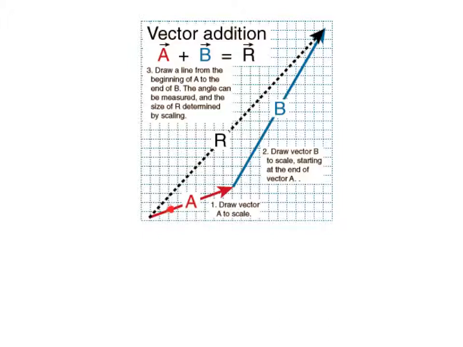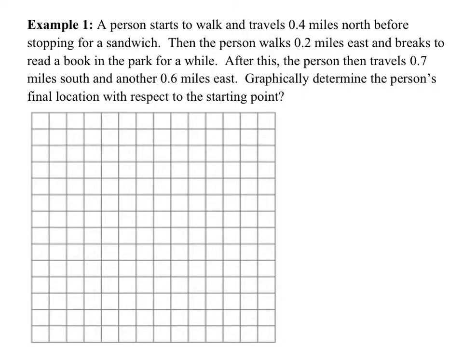If we knew how long this was and the angle, and we knew how long this was and the angle, we could also come up with this using trig. So we're going to do a graphical approach, and we're going to do a trigonometric approach. So let's take a look first at a graph.